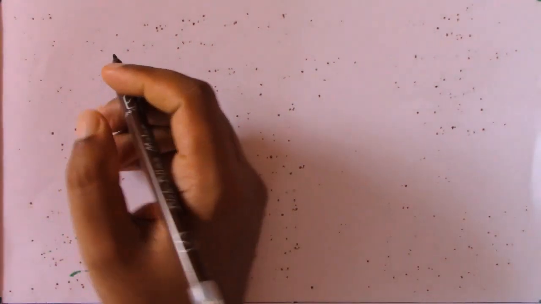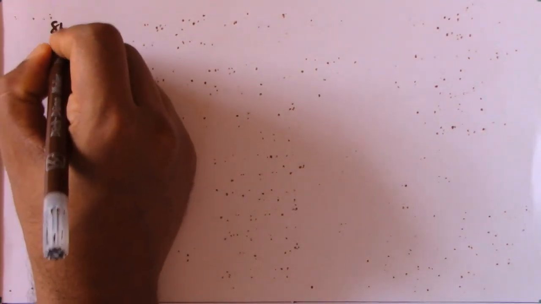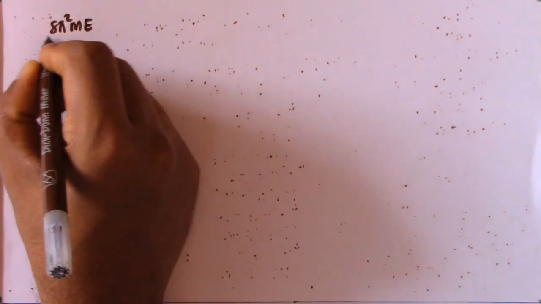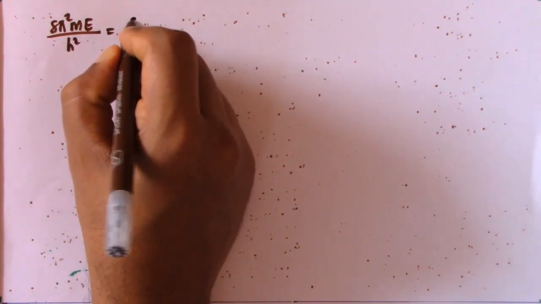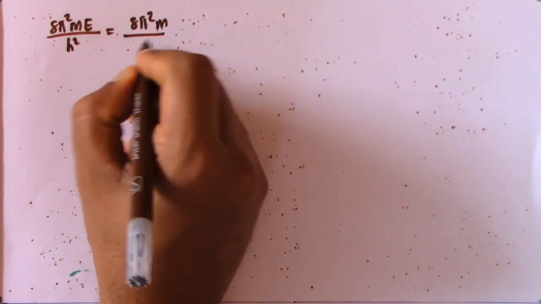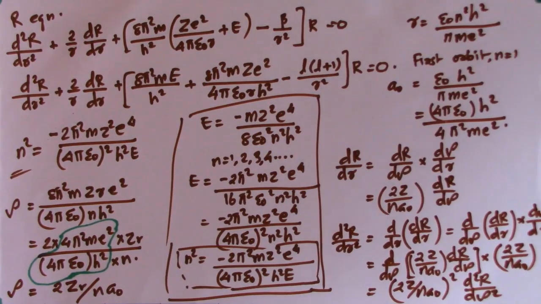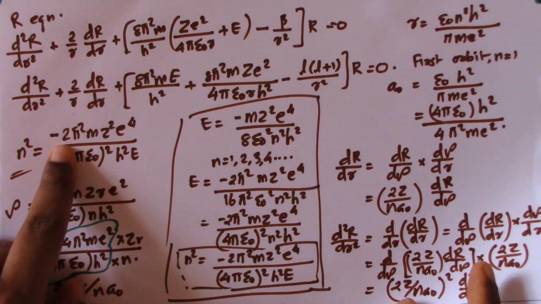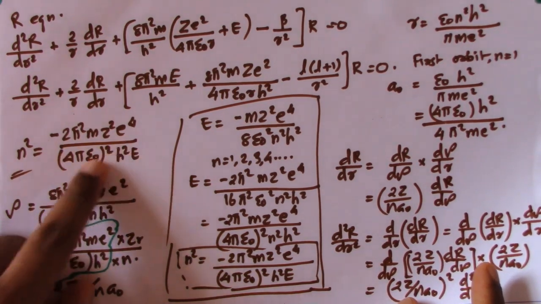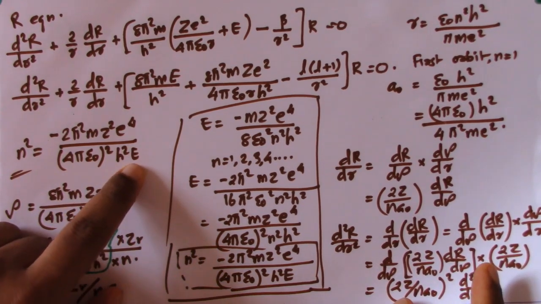Okay, anyway, we are going to find out the value of 8 pi square me by h square. 8 pi square m e divided by h square is equal to 8 pi square m by h square, and I am going to substitute the value of e. What is the value of e? We can get it from here: e is equal to minus 2 pi square m z square e raised to 4 divided by 4 pi epsilon 0 square h square n square. I am going to substitute this one there.